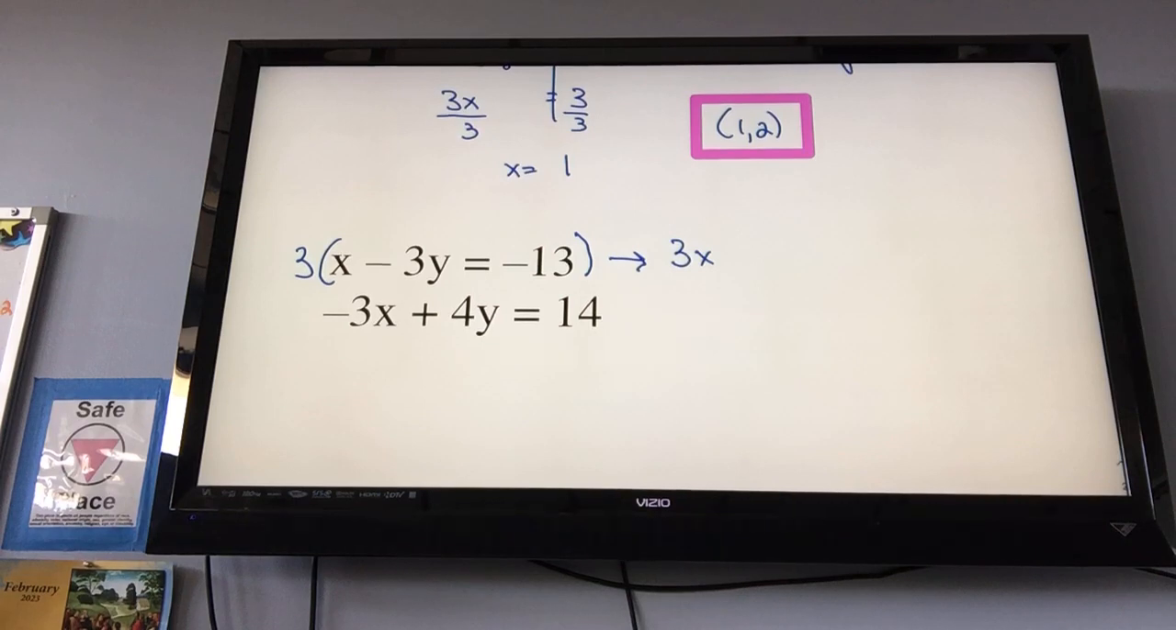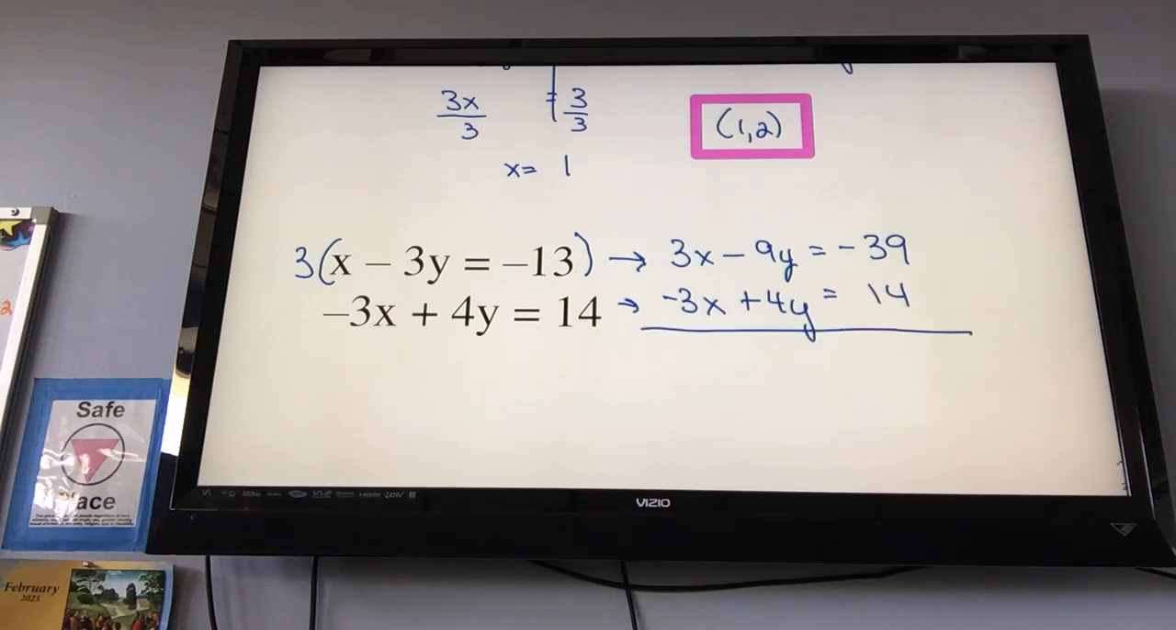You'll know, or you should know, if something's not right, because when I get to this next step, let me get there first. 3, negative 9, negative 39. And then this one didn't change. I gotta take that 3 times everything. That's the most common mistake made in these questions, is people don't take that number times that number. So that's why I always put those parentheses. Hopefully that helps me remember to do everything.